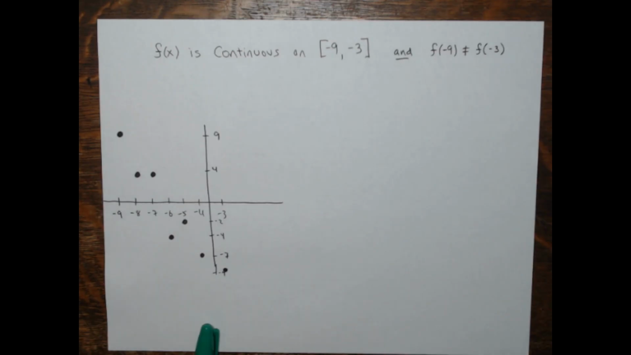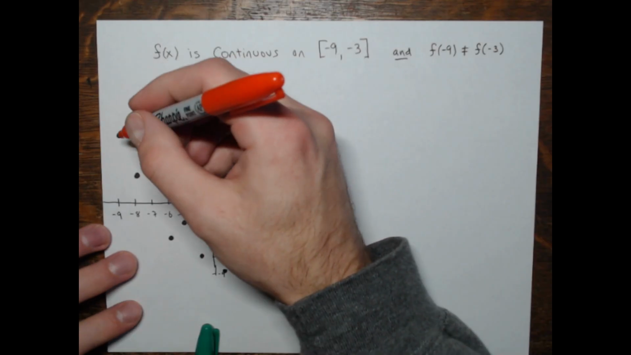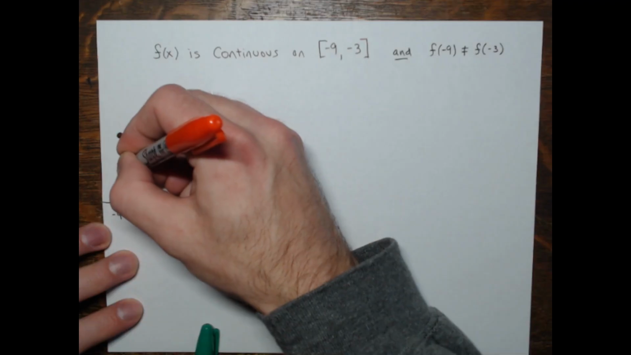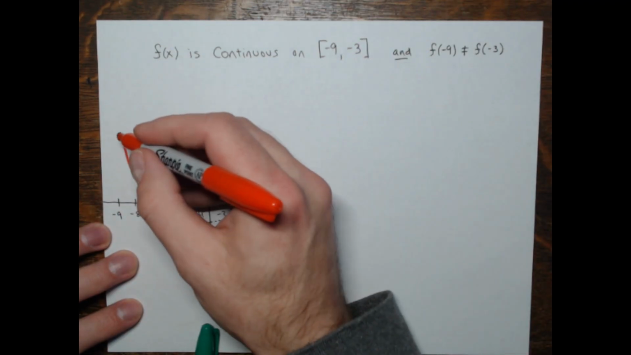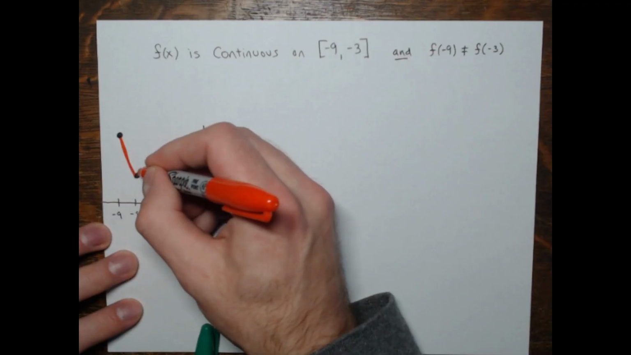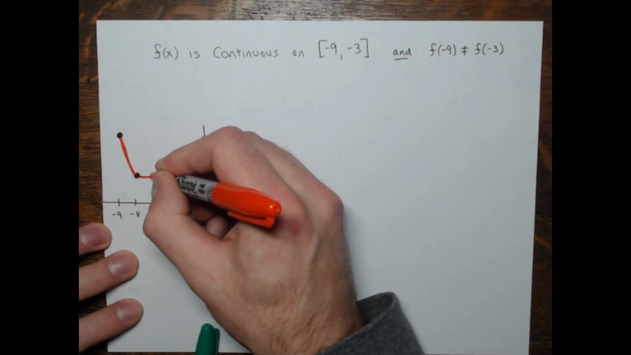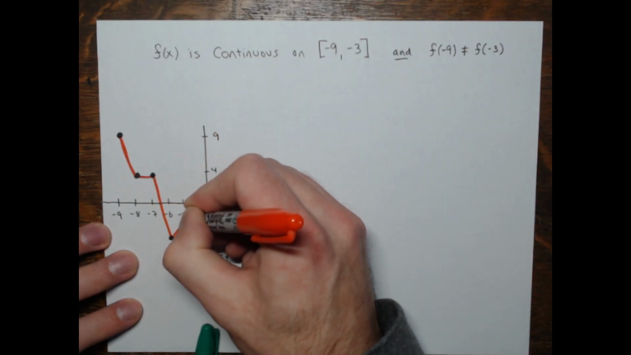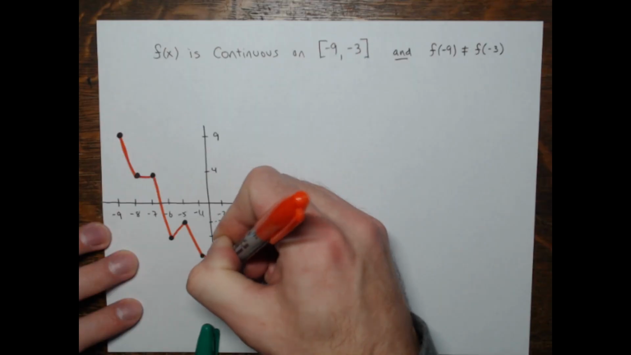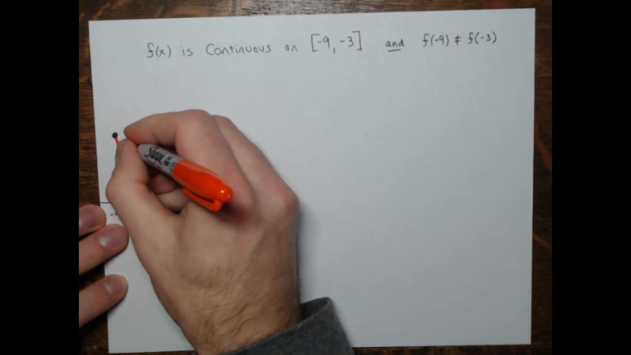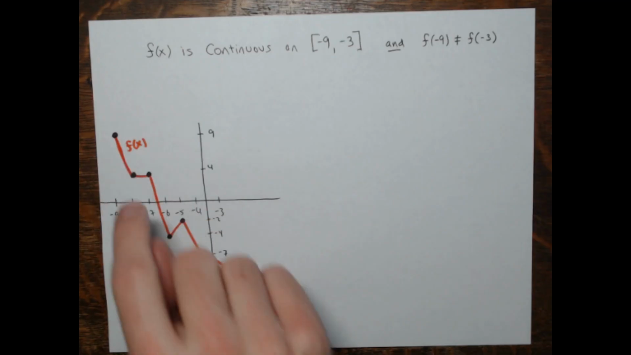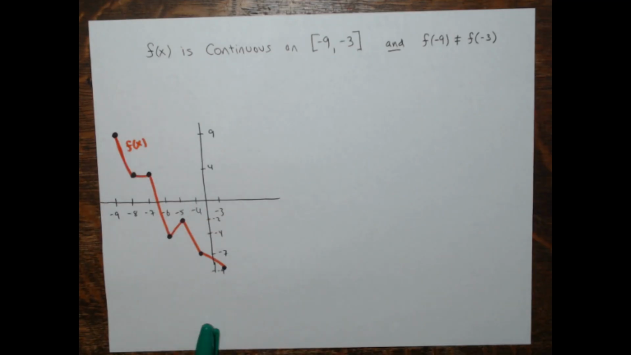Now, being continuous, I'm just going to make these straight segments, but being continuous over this interval means I can draw a graph. Now, this might not be the exact look of it, but I know it's got to be continuous, right? So we have to have these all connected without lifting the pencil. That is one example of what f could be. That is a continuous function over this interval.